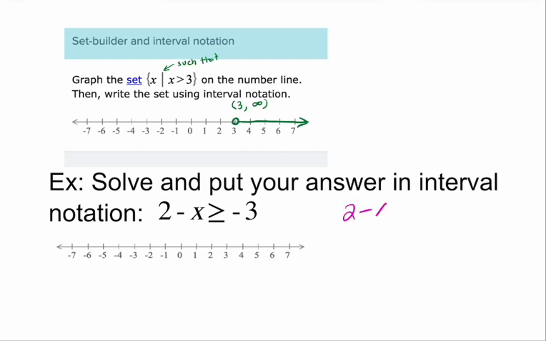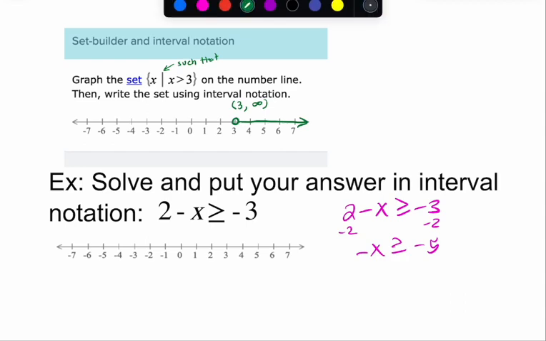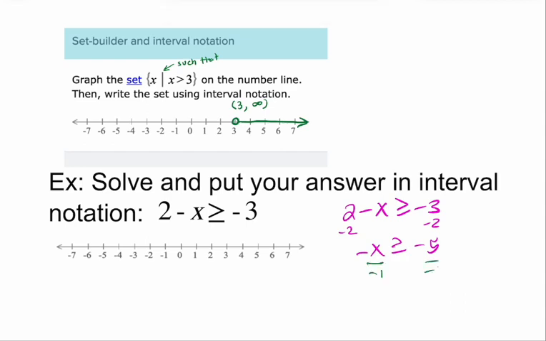So I'm going to solve it over here to the right. I'm going to subtract 2 from both sides. There is still a negative in front of my x. So here is a perfect time that when we divide by that negative, you have to remember to flip that symbol, okay? That's the only time, when we multiply or divide by a negative. We're flipping it because of the division by a negative. And so we get x is less than or equal to 5.